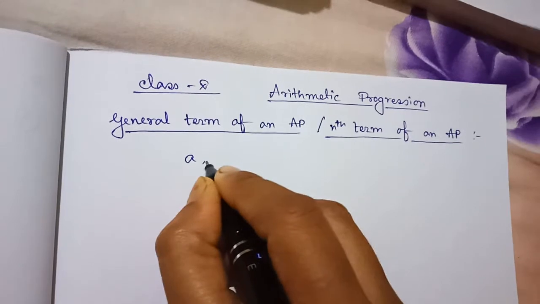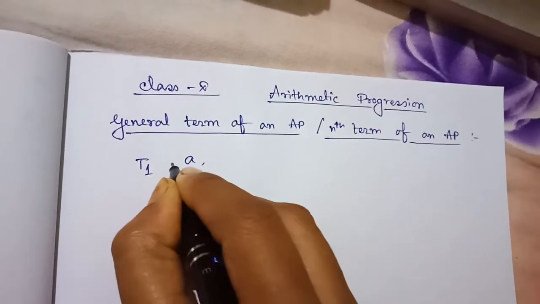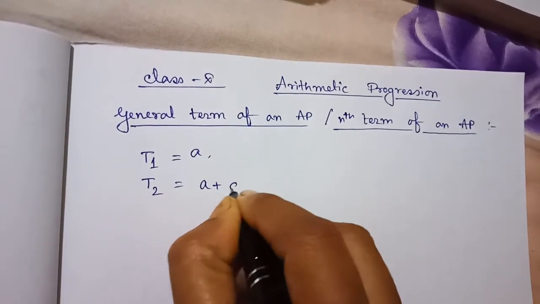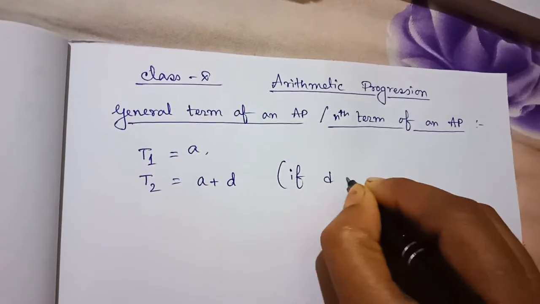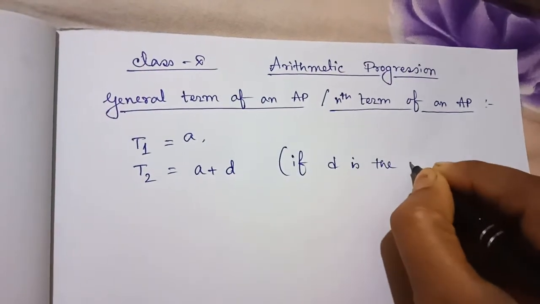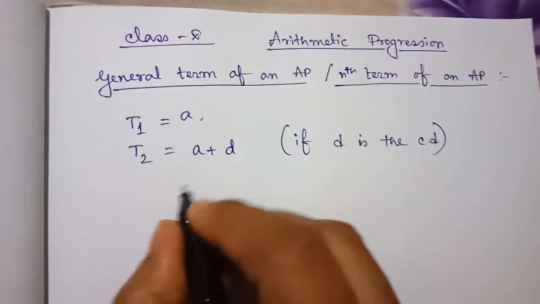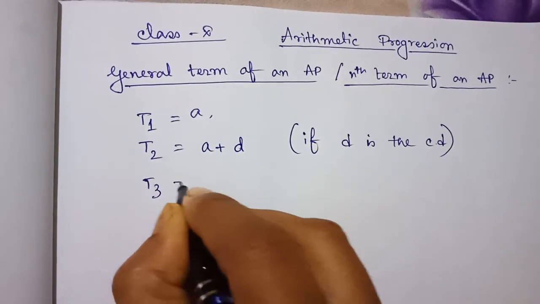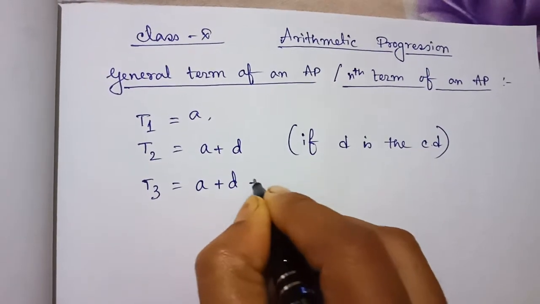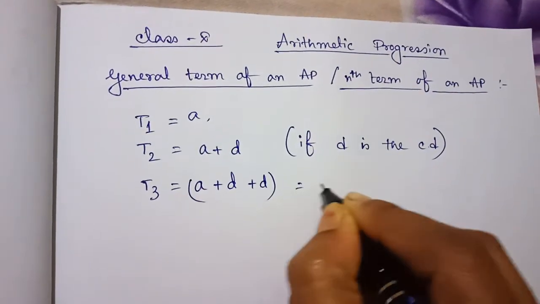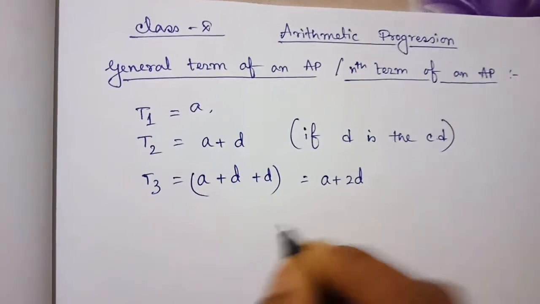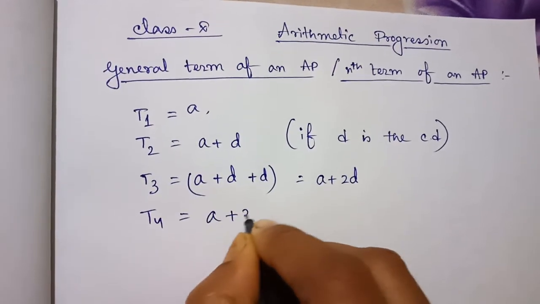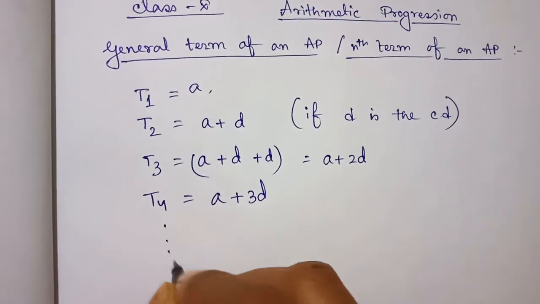The first term we can write as T1, that equals A. The second term will be A plus D, if D is the common difference. I am writing in short form here. So T2 is A plus D. T3 will be A plus D plus D, which can be written as A plus 2D. T4, in the same manner, we can write A plus 3D, and so on.